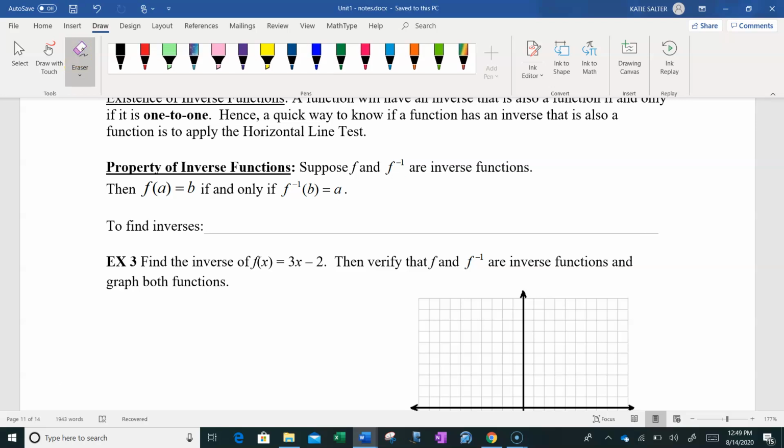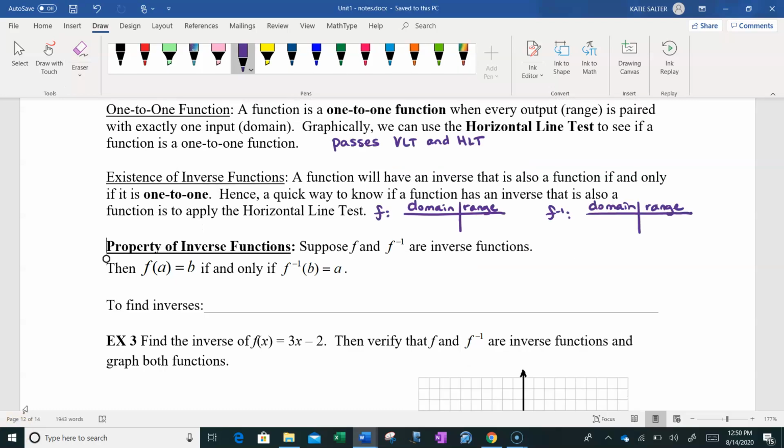So if that is true, then f(a) = b if and only if the inverse of f of b is equal to a. What that's saying is, on the original function, if your domain is a and your range is b, then on the inverse function, the domain will be b and the range will be a. That's pretty much what the property of inverse functions tells us.